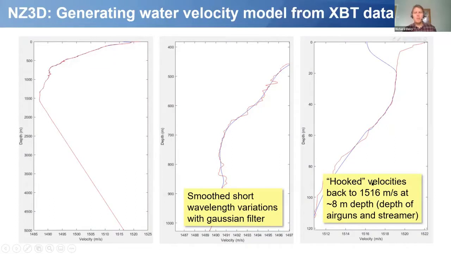So the first thing we do is we use that XBT data to generate a velocity profile through the water. We can see that it's quite short wavelength, so I just apply a Gaussian filter. If we don't do this, we can actually start to generate reflections within our model from these little velocity contrasts. So it's important to smooth these out.